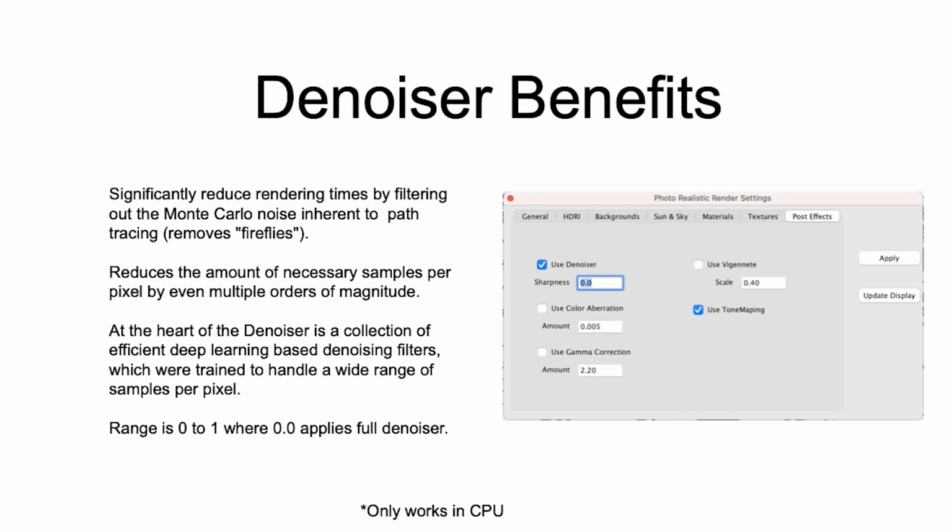This filter significantly reduces rendering times by applying advanced filtering algorithms specific to path ray tracing rendering engines. By default, the sharpness value for the denoiser is set to 0, which is full filtering. Note, the denoiser only works in CPU and will add a slight pause to each sample rendered.